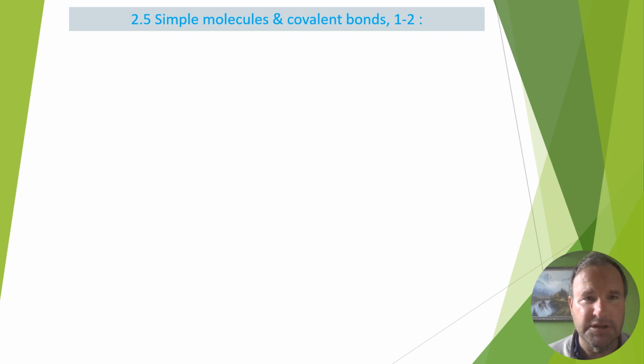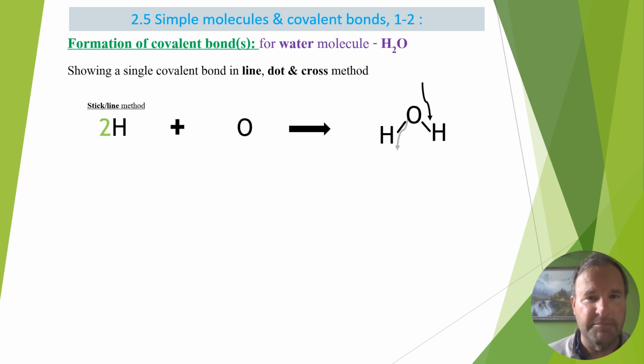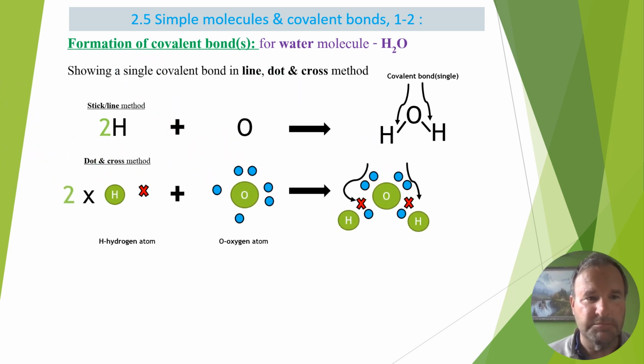Okay, another version, slightly more detailed, a simple molecule, but it's a covalent compound molecule. This is water. We're showing you in the stick and line method first. There's 2 hydrogens joining up with your oxygen. Here's the dot and cross method. Remember, we're just looking at the outer shell electrons. That's got 6 and that's got 1 electron.